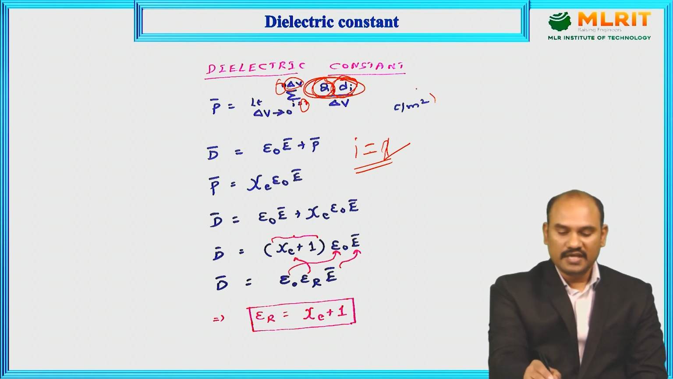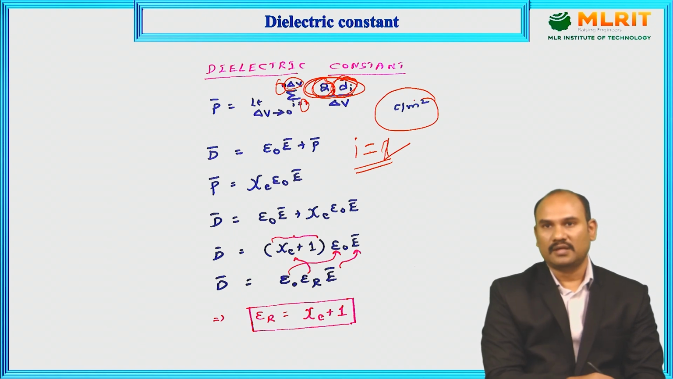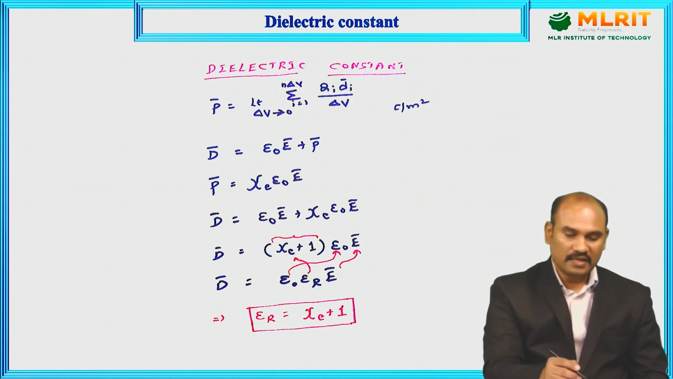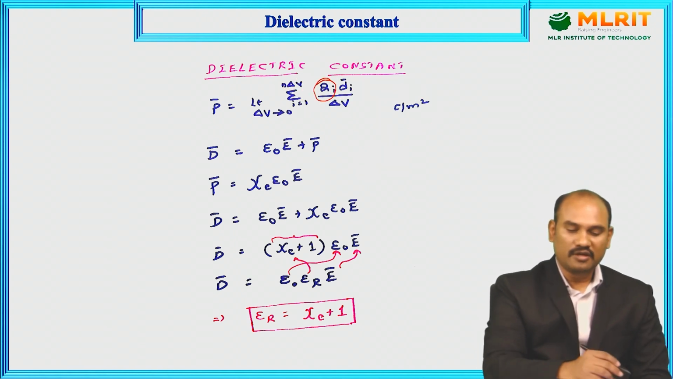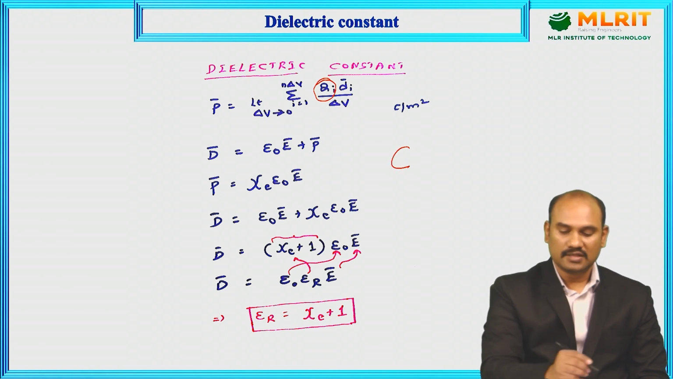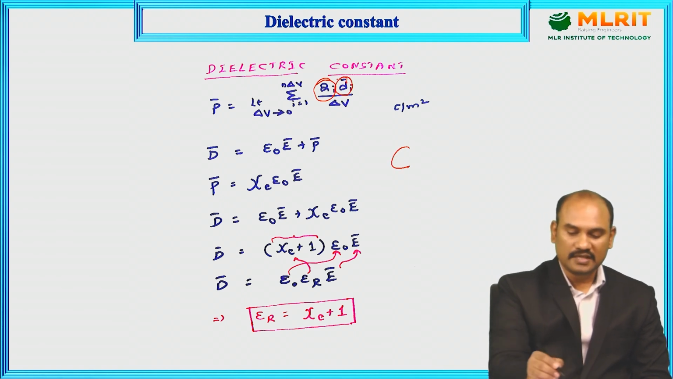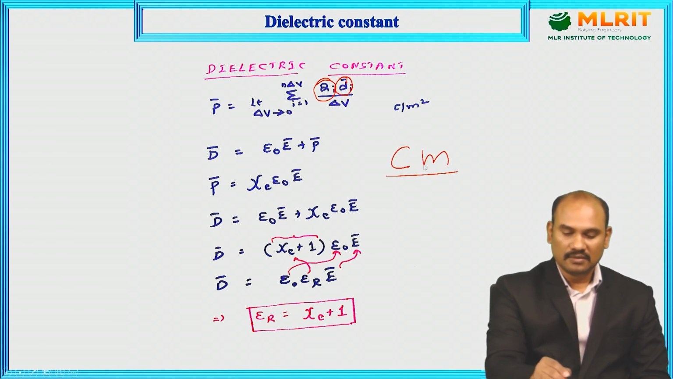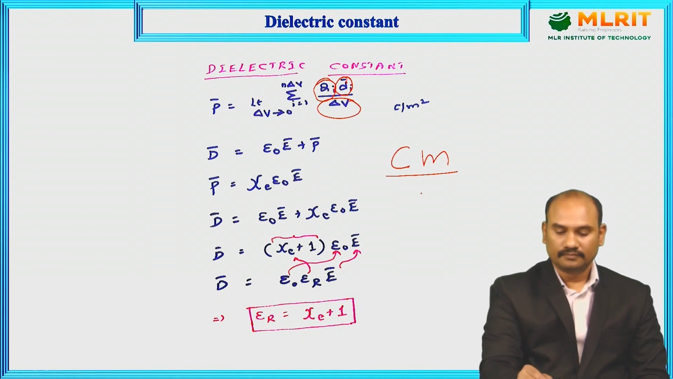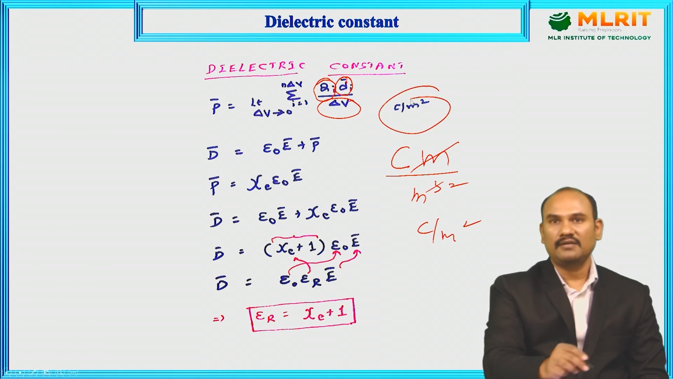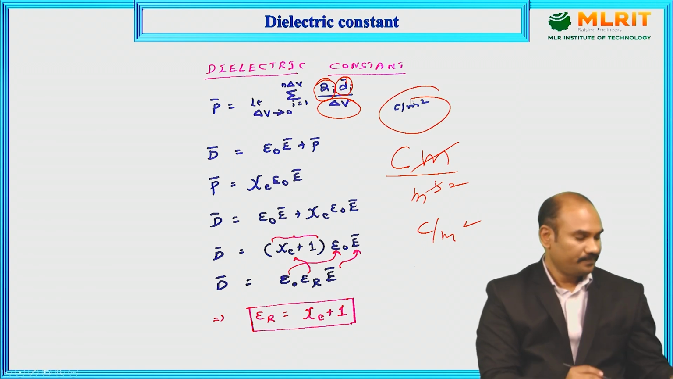Well, what are the units here? I have written coulomb per square meter. Why? The reason is, what is the unit of charge? Electric charge, coulomb. Unit of distance, meters. Unit of volume, cubic meters. So, these meters cancel, and you get coulomb per meter square. That's why I have written coulomb per square meter.